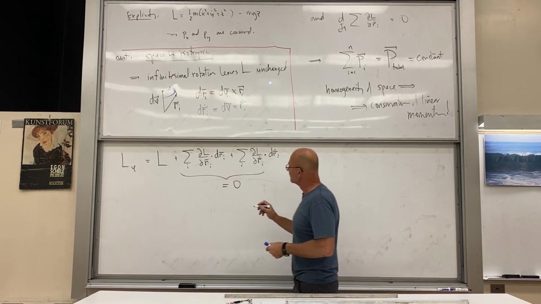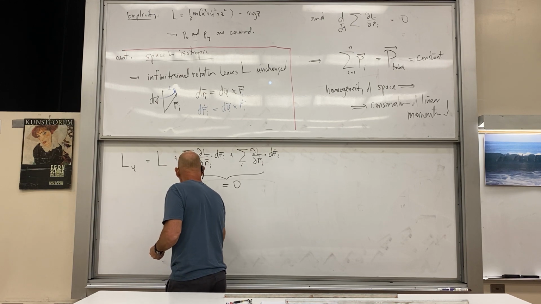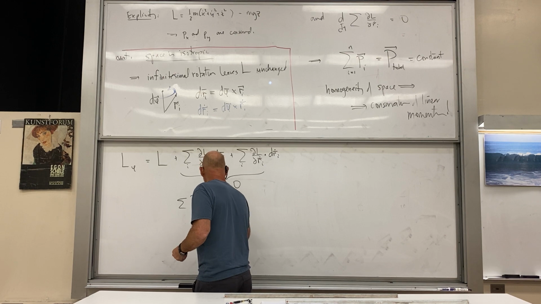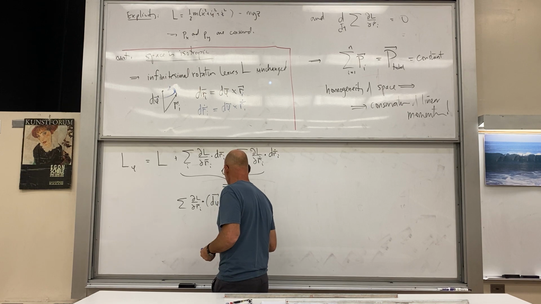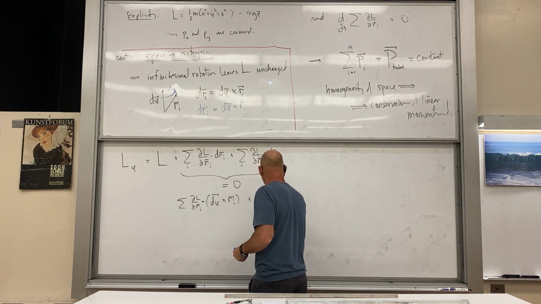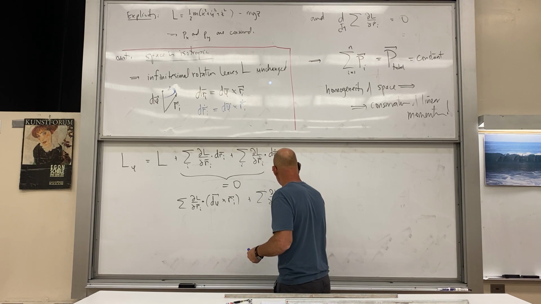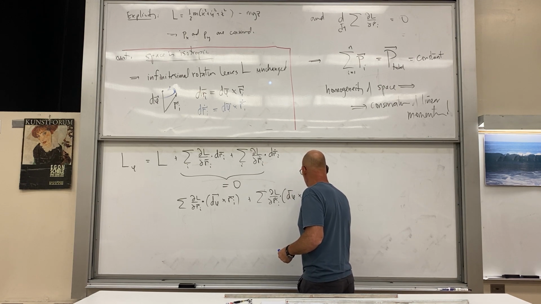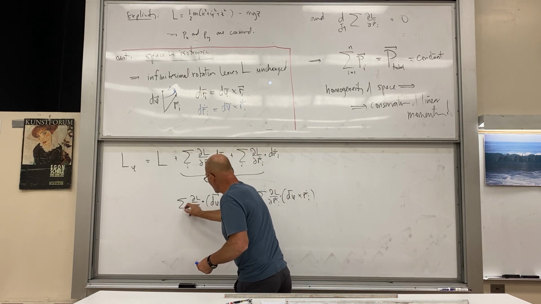And now we have to make our substitutions. So we have sum over dL/dr_i dotted into d phi cross r_i. And then we'll have the sum over dL/dr_i dot dotted into d phi cross r_i dot. So these two have to vanish.